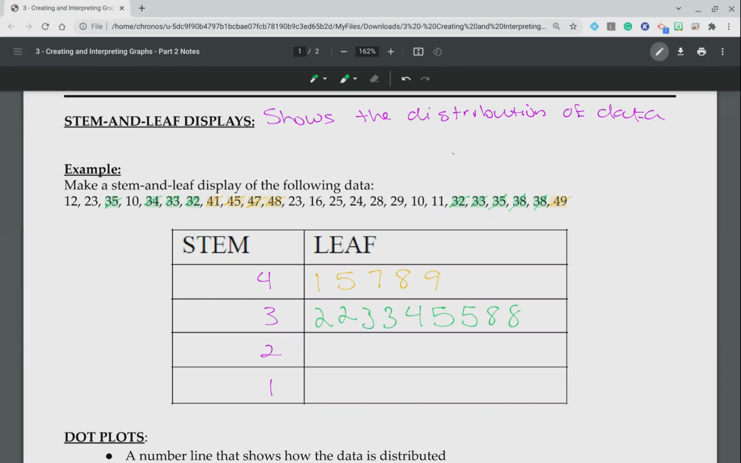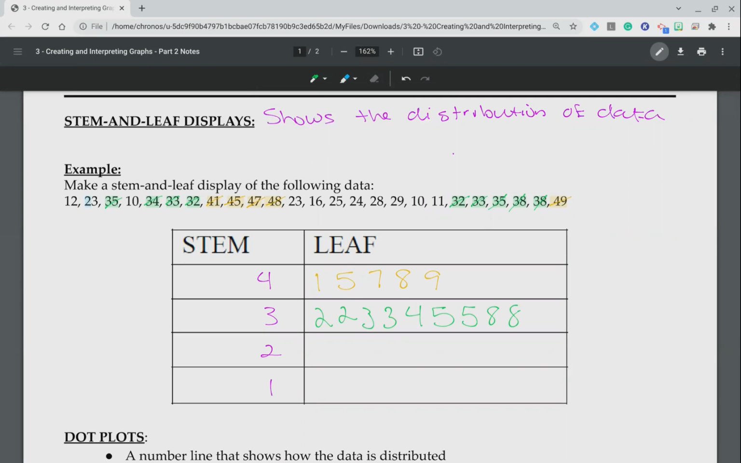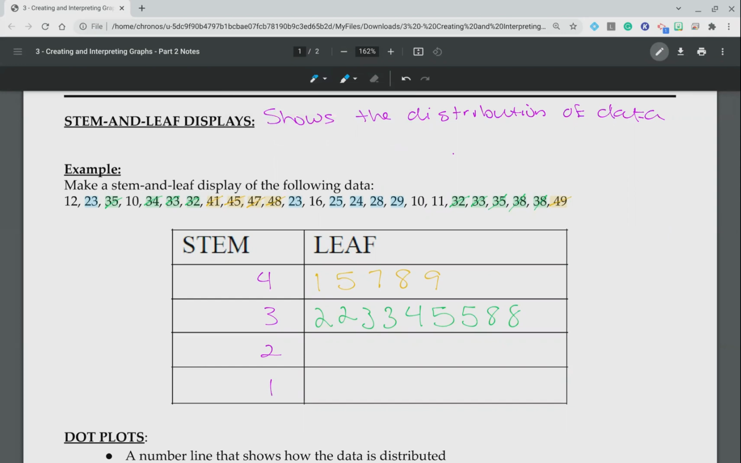All right, and then we move on to the number 2. We have 23, 23, 25, 24, 28, 29. All right, so from lowest to highest, first we're going to have those 2 23s. And then we have a 24, a 25, a 28, and a 29.